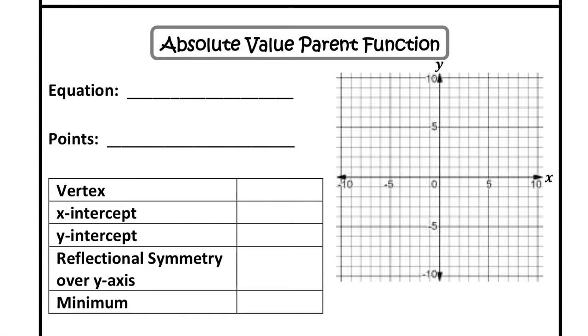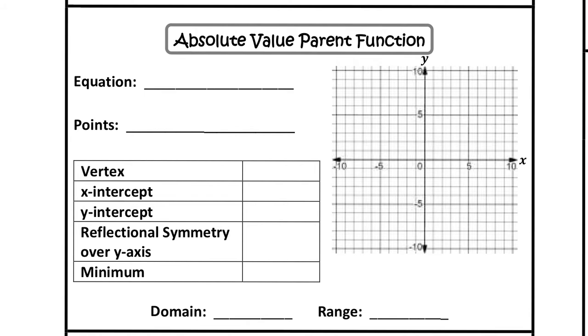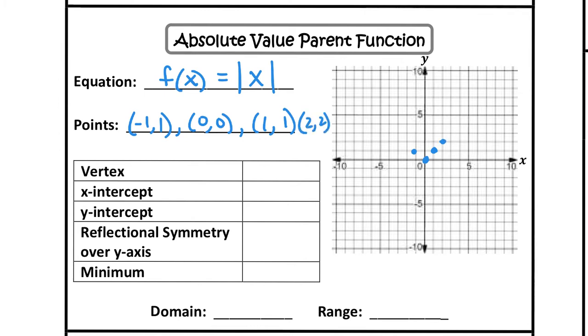So first off, let me zoom out a little bit over here. Here we're looking at the absolute value parent function. The equation we should be familiar with is f of x equals these absolute value bars and then an x in the middle. Some of the key points that it had were points like negative 1, 1, 0, 0, and 1, 1. So that would be these 3 points. We can pick another set of points like 2, 2. And it would create a V shape.